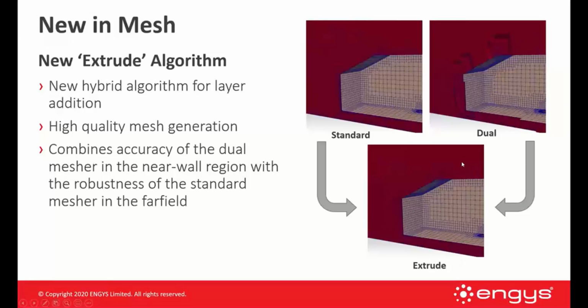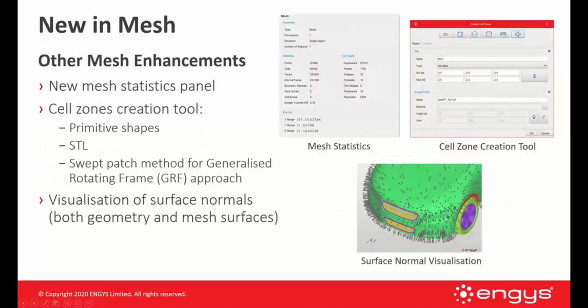So you get a nice boundary layer with the far field smoothness and transition like you can get in the standard mesher. And this is what we call extrude mesher. The result is a high quality mesh generation tool.